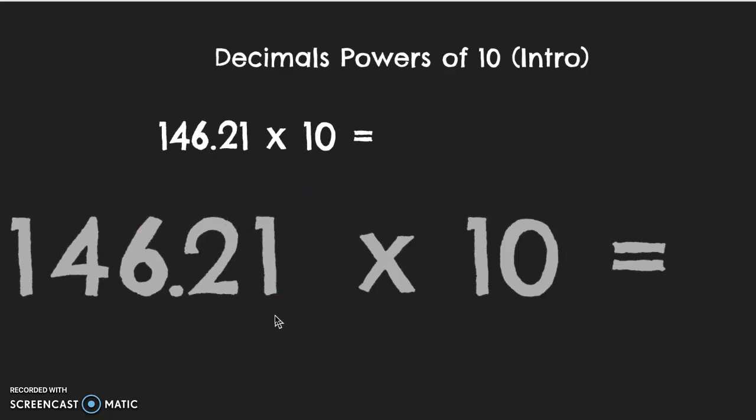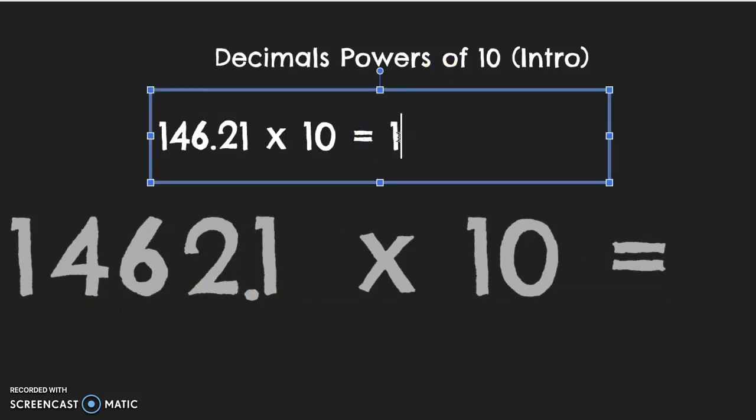Try this one. 146 and 21 hundredths, 146.21, times 10. How many spots are you going to move that decimal? Hopefully you moved it one spot so that you got 1,462 and 1/10.